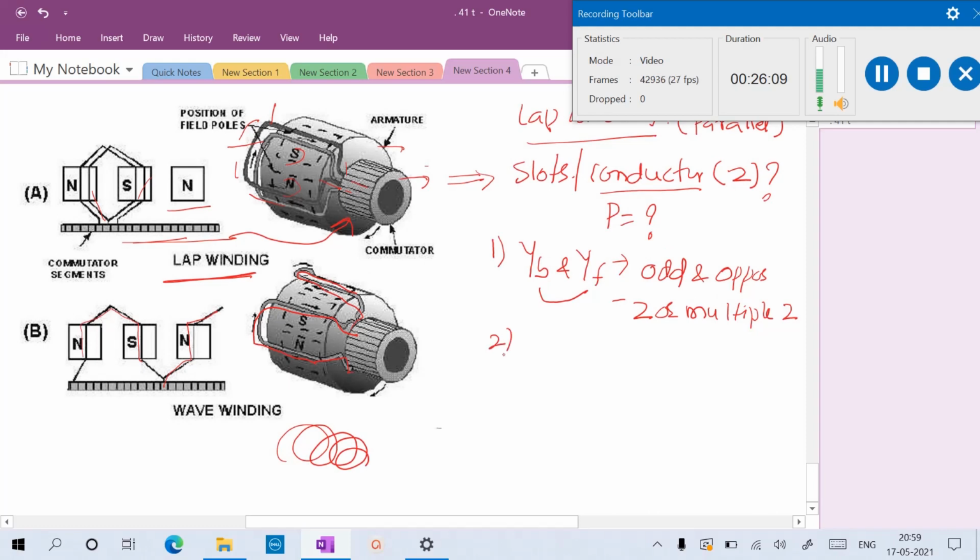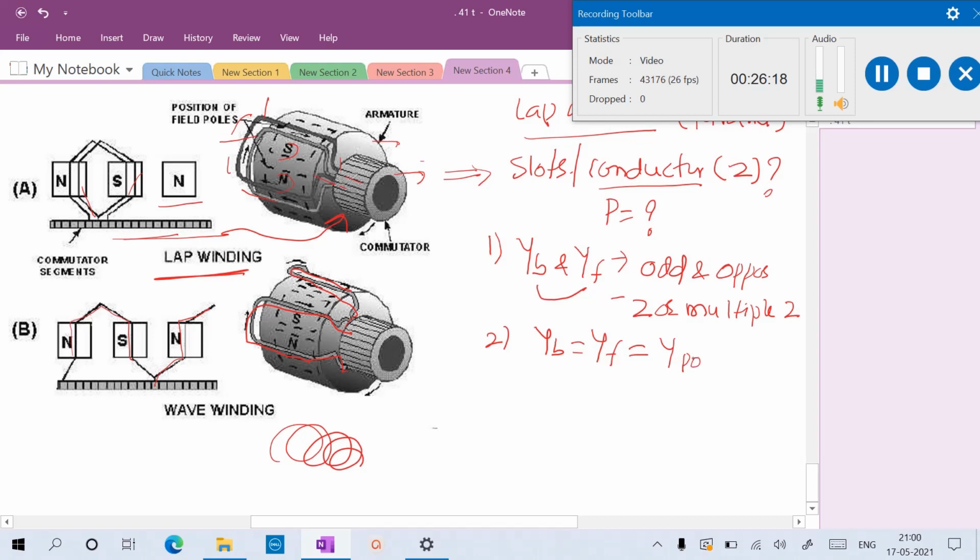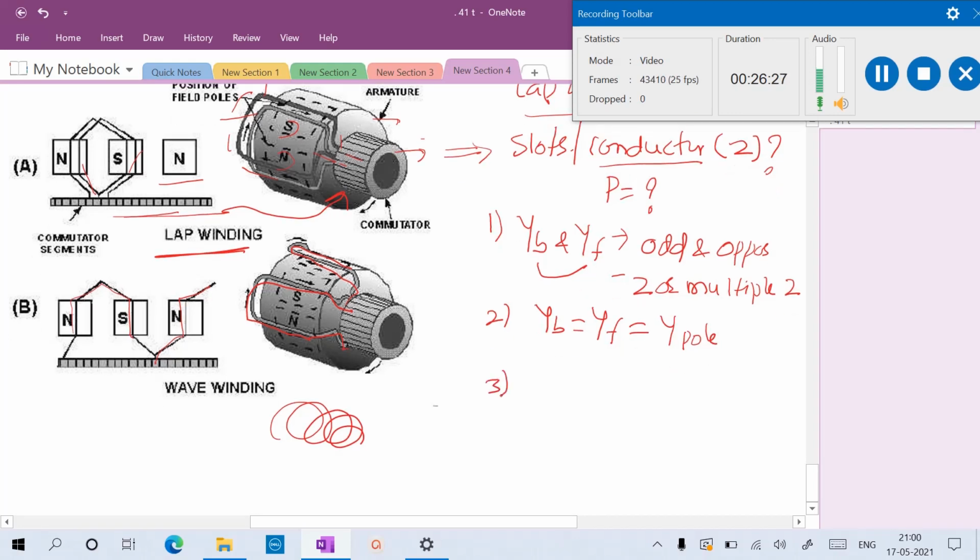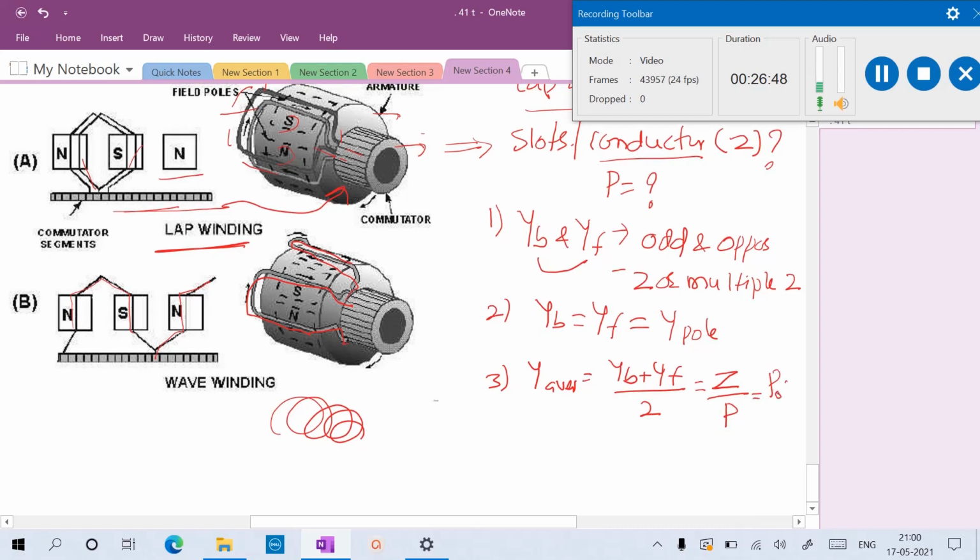The second point you have to remember is that the back pitch and front pitch are approximately equal to the pole pitch. Pole pitch is the distance between two consecutive poles. The third point is the average pitch. Y average is equal to back pitch plus front pitch divided by 2, which is nothing but the total number of conductors divided by the total number of poles. That is nothing but the pole pitch.